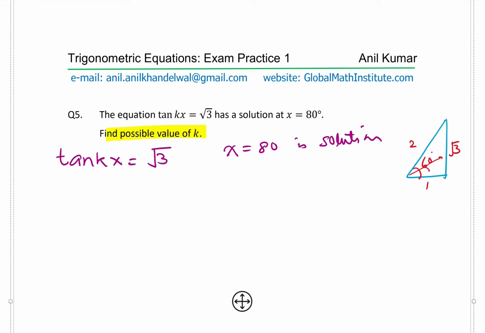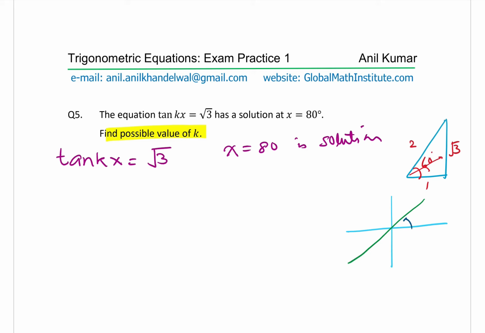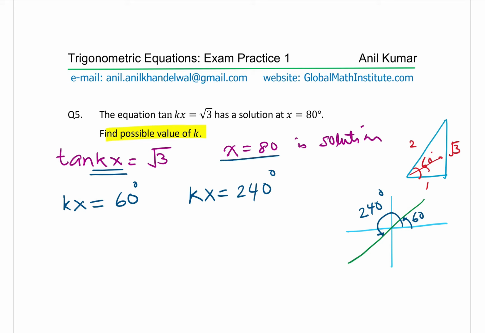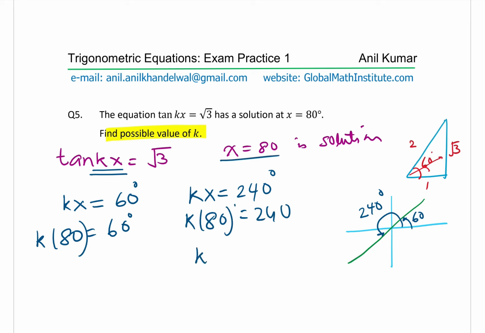The other thing which we also understand, which we have seen so many times, is that tan has a period of 180 degrees. So there you go. You have the solution which is 60 degrees, and the other one is 180 plus 60 or 240 degrees. That means I could write kx as equal to 60 degrees. I could also write kx as equal to 240 degrees. Since I know that x is 80, I could write this as k times 80 equals 60 degrees, which I could say here also as 240 degrees. So the value of k is 240 by 80, which is 3.